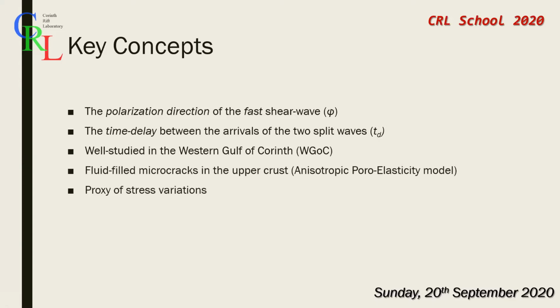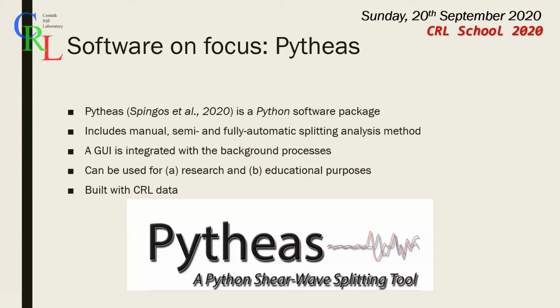Some other key concepts: it's the fluid-filled microcracks in the upper crust that are related to shear-wave splitting. This is what causes, or at least we assume that causes, the shear-wave splitting in the upper crust of the Gulf of Corinth. And this can function as a proxy for stress variations, which in turn can be related to forecasting of earthquakes and volcanic events. Now, I've talked very briefly about all that. I'll give you some literature references next, if you are interested in reading more.